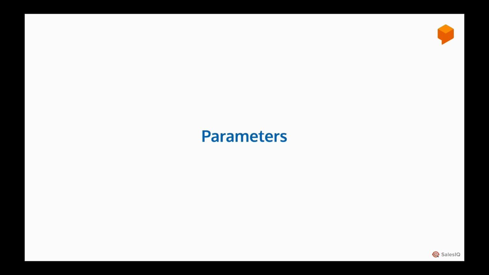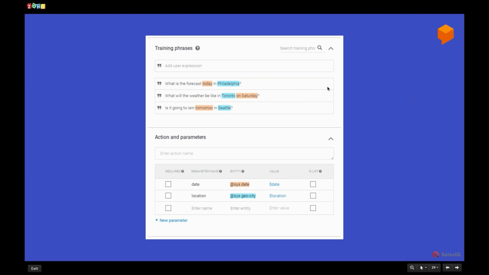to generate responses. Like I already said, when you build the agent, you can control how the data is extracted by annotating parts of your training phrases and configuring the associated parameters. So we have 3 sample sentences here, 3 sample invocations. The first one: what is the forecast today in Philadelphia? The second: what will the weather be like in Toronto on Saturday? And the third: is it going to rain tomorrow in Seattle? All right, so we have 3 different sentences, and I'll tell you how these have been annotated.